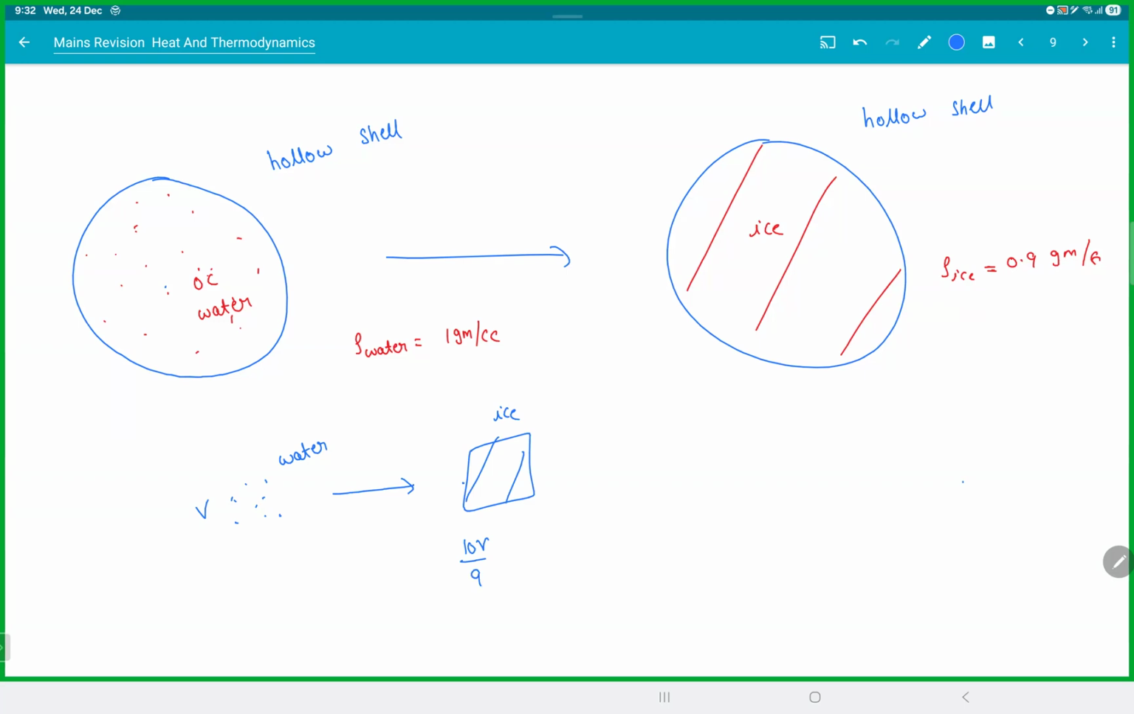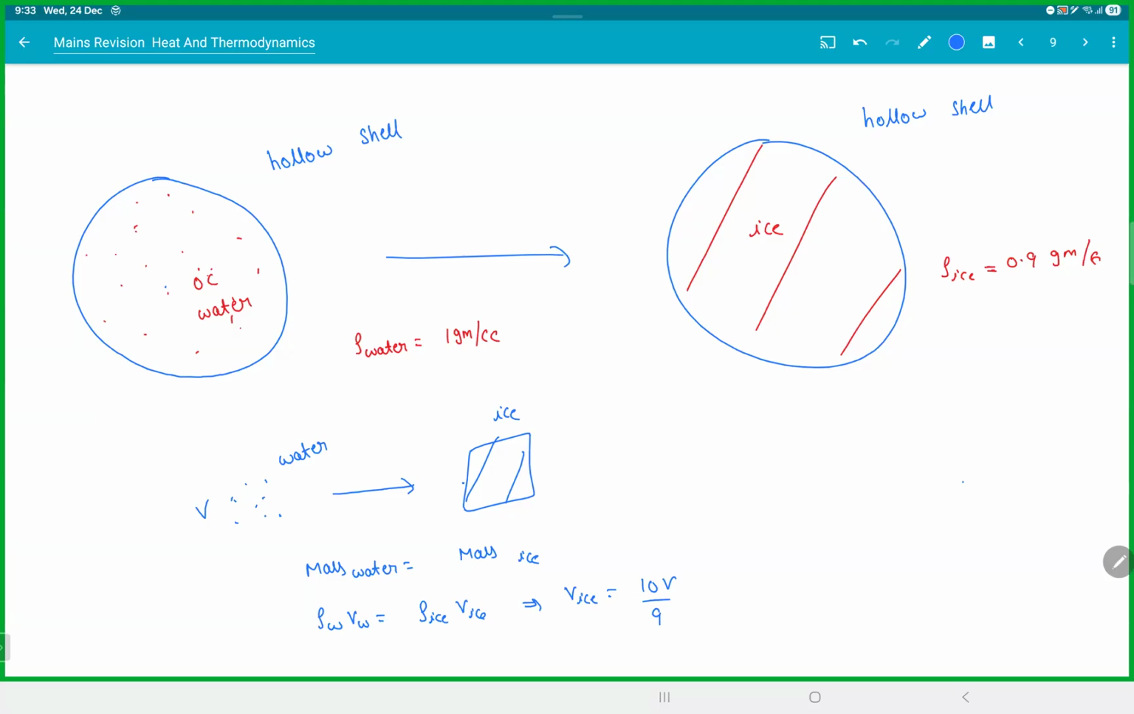Agreed? Because mass of ice must be equal to mass of water. Mass remains constant, not volume. Mass of water is equal to mass of ice. Density of water into volume of water is density of ice into volume of ice. Therefore, volume of ice will be 10V by 9.